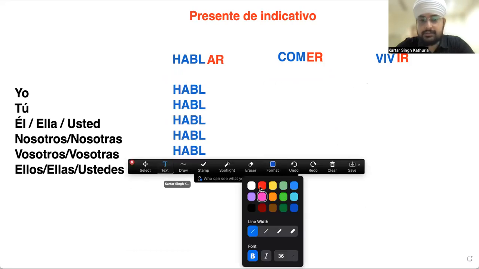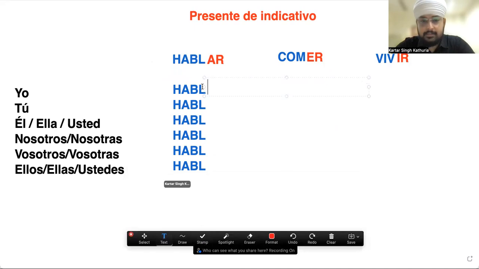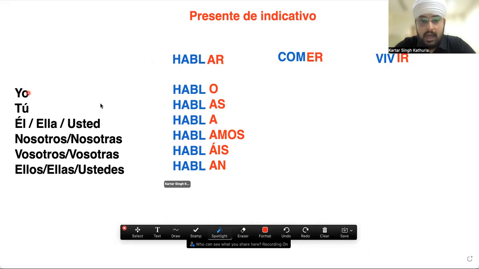And here now we will focus on the endings. O, as, a, amos, áis, an. In English, usually we have I speak, you speak, they speak, but it's he speaks. However, as it changes to he speaks, similarly in Spanish, we have these endings to tell who is doing the action. Yo hablo means I speak. We cannot say yo hablas. We cannot say yo hablar.